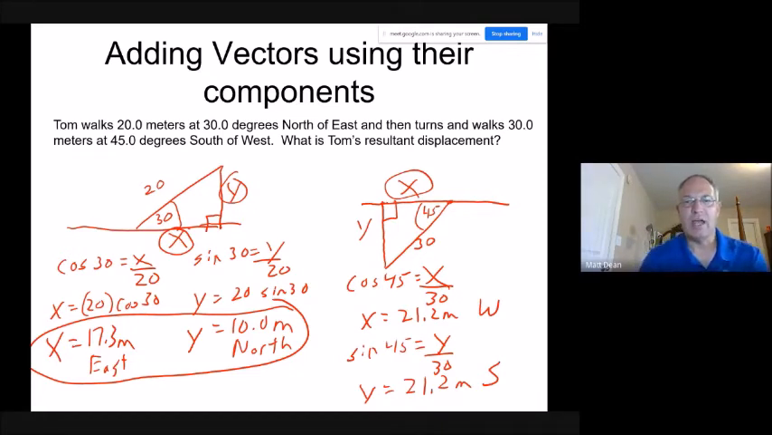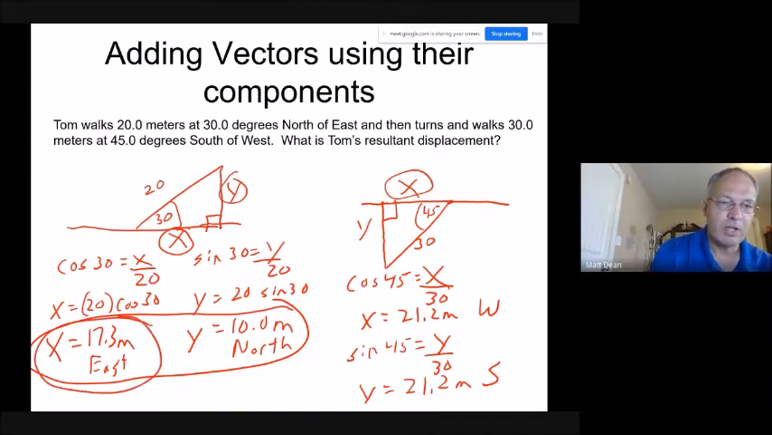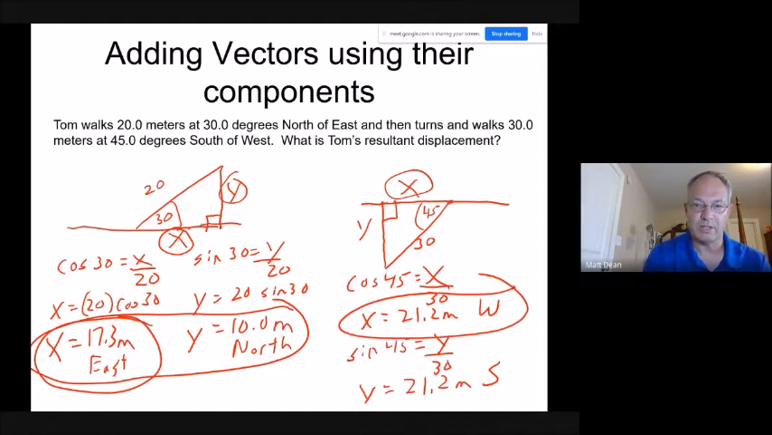All right, so now we have both our vectors broken into vertical and horizontal components. Now we're going to combine our horizontal components with each other and our vertical components with each other. So let's start with the horizontal ones. 17.3 east and 21.2 west.